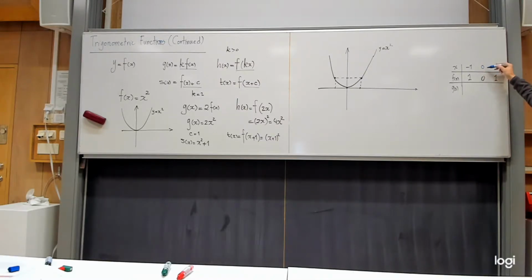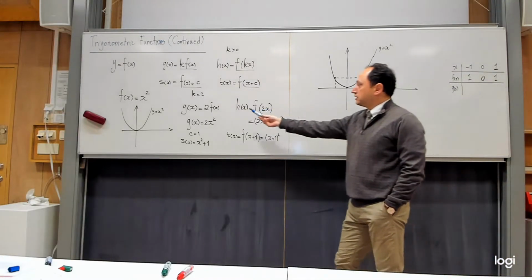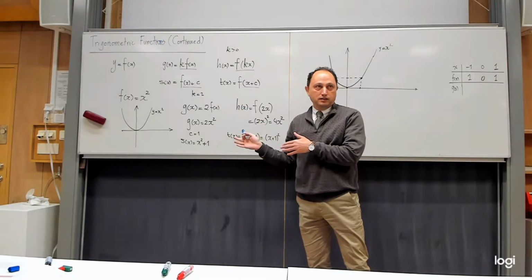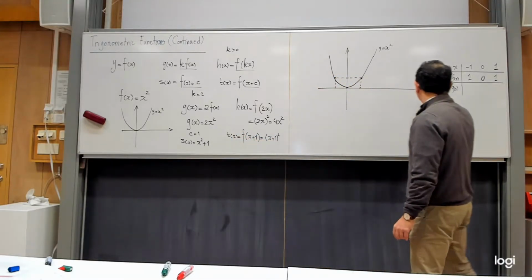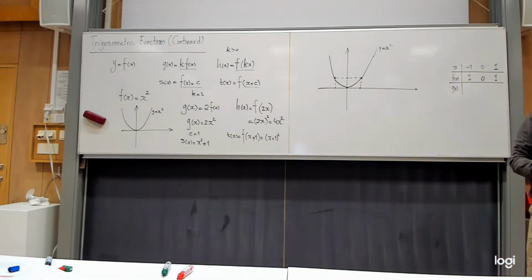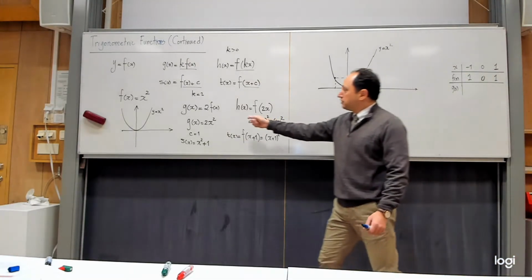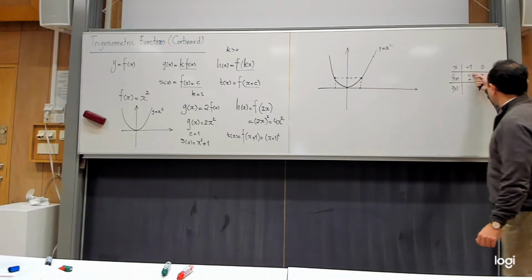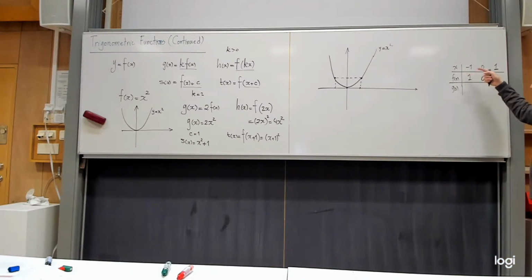If I choose 0 and put it in this function, 2 times f of x, what is happening? The x's are not affected here. Agree? What is affected are the outputs. Then the outputs become double the size of the previous outputs, yes? Because I am supposed to multiply f of x by 2. Okay? Here, f of x was 1. Now it is being multiplied by 2, it becomes 2. f of x here is 0. I multiply by 2, it becomes 0. f of x is 1. I multiply by 2, it becomes 2.